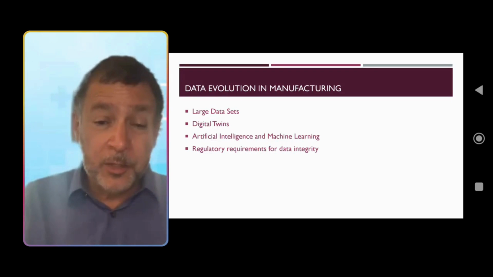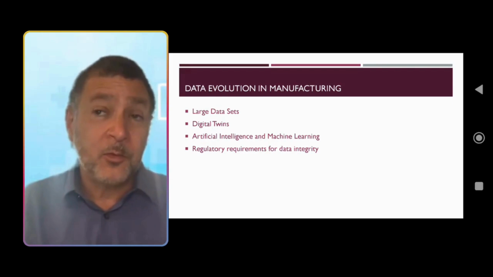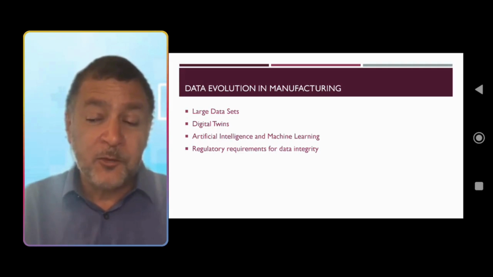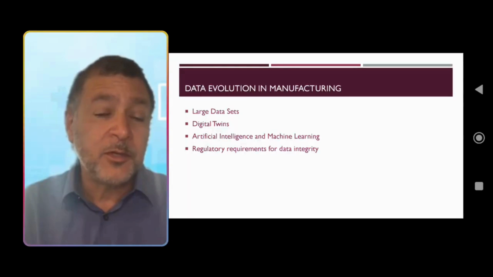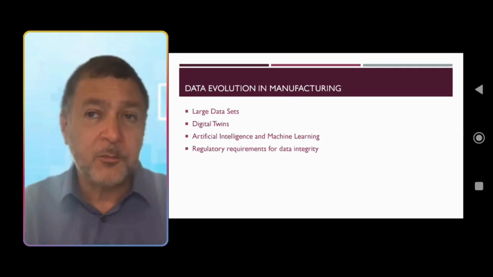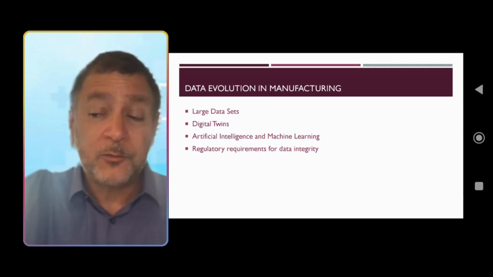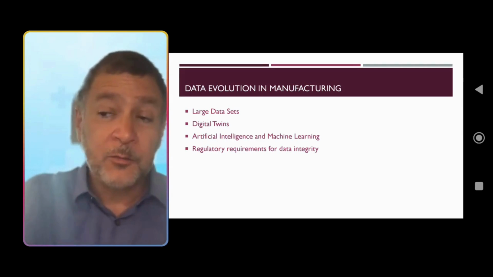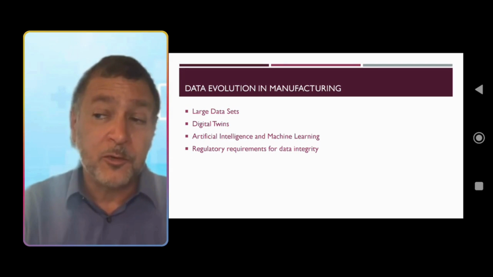The final real key point in data evolution and manufacturing, and the one that relates to that story I told at the very beginning, is the regulatory requirements for data integrity. At the simplest level, the regulatory agencies are saying that you need to be able to have complete control of your data and a complete understanding of that data in a risk-based approach that says, I understand, based on my knowledge of my process, my knowledge of this data, what it is, where it came from, and how it's being used. And also, equally importantly in manufacturing, how it's being preserved.